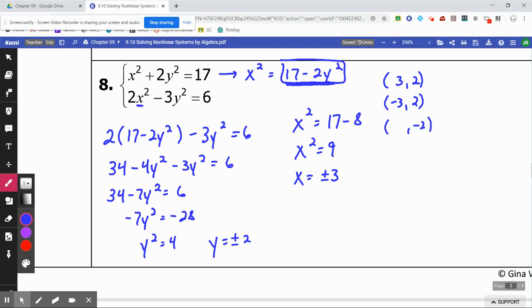Well, let's do the same thing for when y is negative 2. When you go to plug it in here, you might already notice you're going to get the exact same thing. When you plug in negative 2 and square it, you get 4. 2 times 4 is still 8, and you go through the same process. So when y is negative 2, you're also going to get 3 and negative 3. So this has 4 different points of intersection.